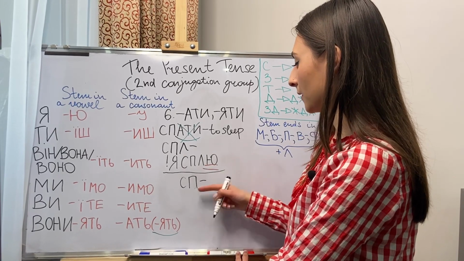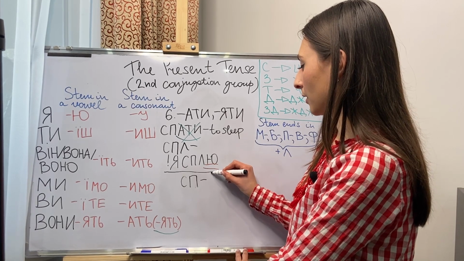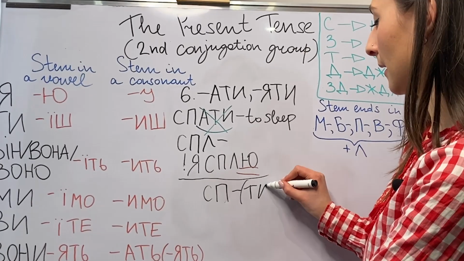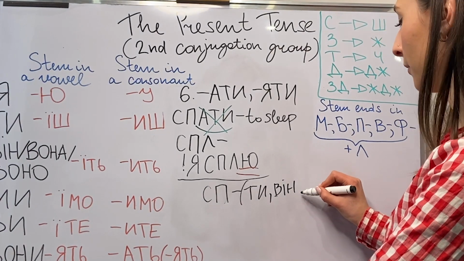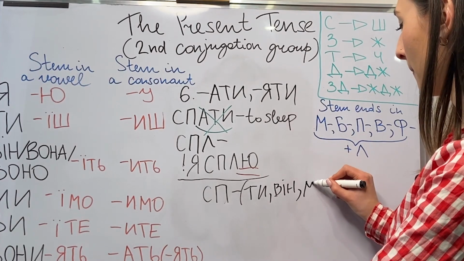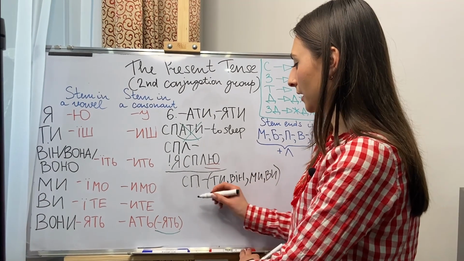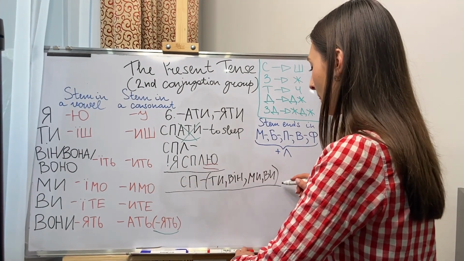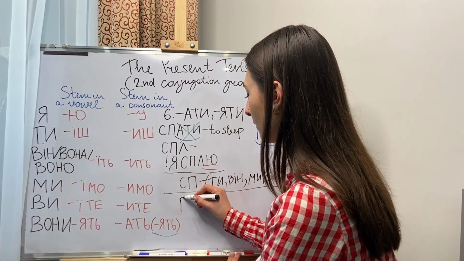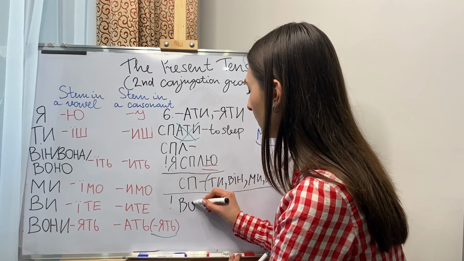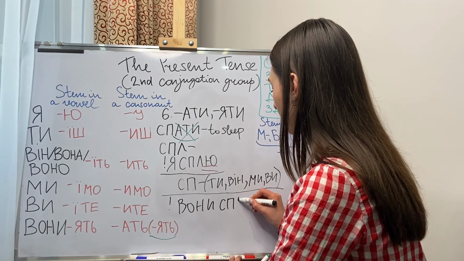So сп we use for ти. Він, вона, воно, ми, ви, and then you say вони сплять. Again, exception in exception. Вони сплять.